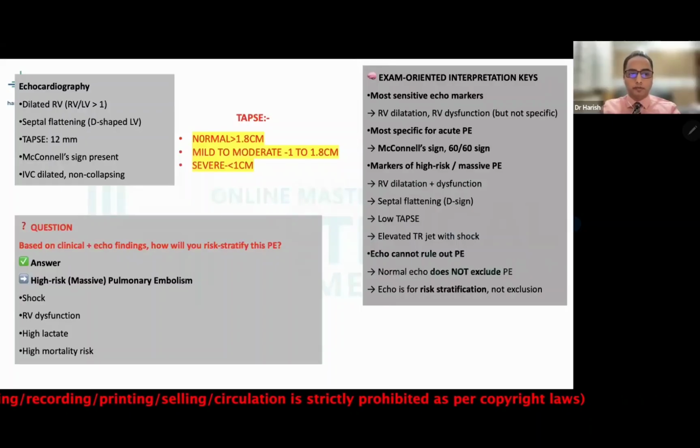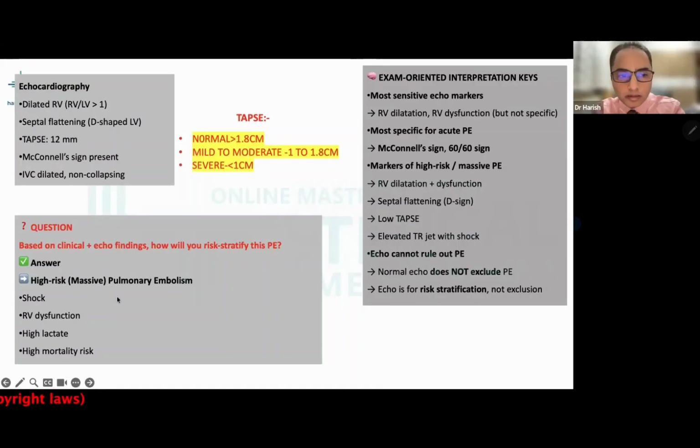Okay. So based on your clinical and echo findings, how will you risk stratify this patient? So the patient looks like a very high risk. There is a massive pulmonary embolism because the patient is having shock, RV dysfunction is there, high lactate, hypoperfusion is there. So there is a high mortality risk. Okay.